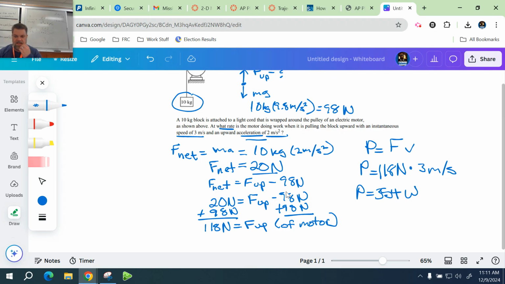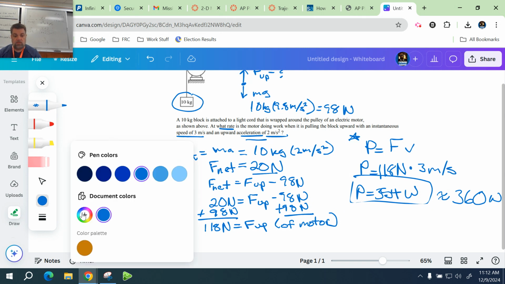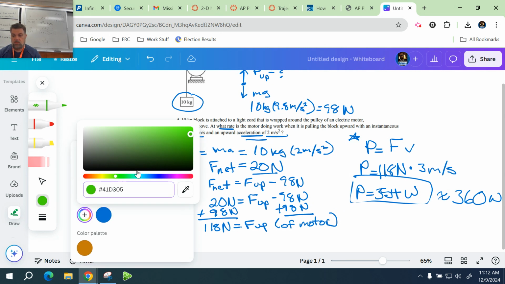Now, the thing is the dimensional analysis. I think this is a thing that might be a challenge for some. So remember that, and I'm going to change the color here because this is the answer, and I think they rounded it to 360 watts. So let's talk about where that comes from.